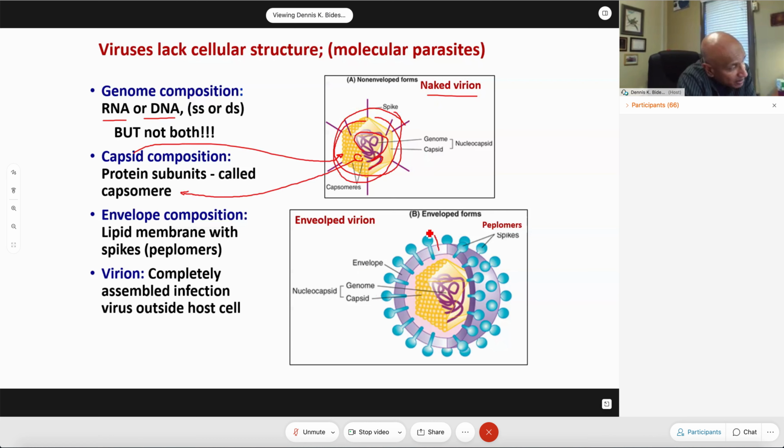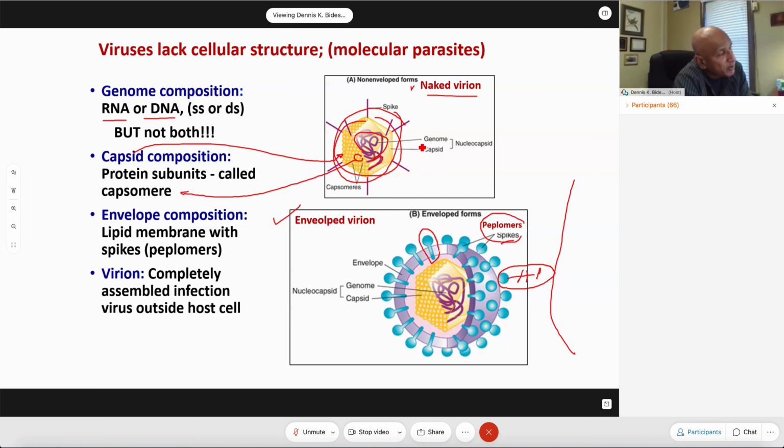But importantly, they have these spikes. These spikes are called peplomeres. That's a technical name for it. It gives a virus specificity. In other words, here's a virus. It infects a certain type of cell because the spike actually can be recognized by receptors on that cell. So those are very important parts of the viral particle. So this is an enveloped virus. One that doesn't have an envelope is called a naked virus.